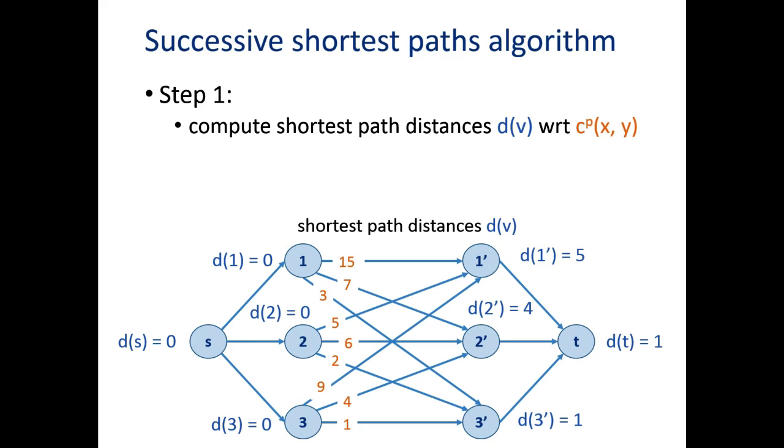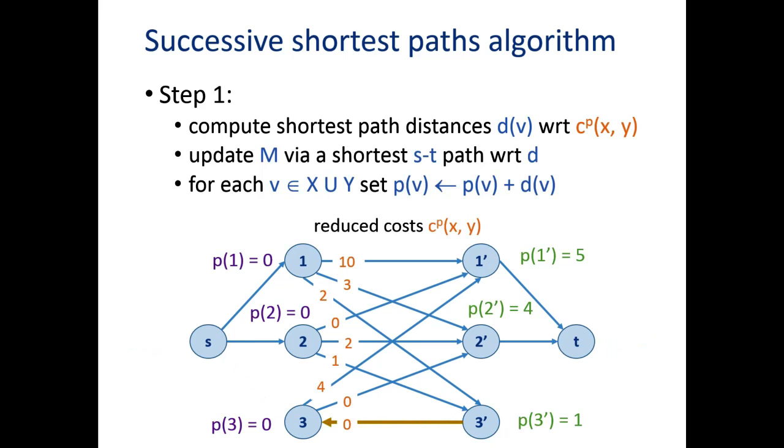So 1 prime you can reach through 2, paying 5. 2 prime you can reach through 3, paying 4. 3 prime you can reach through 3, paying 1. So those are the distances, and therefore the distance to T is 1, because that's the shortest way. So my shortest path to T has cost 1. So far, so good. So this is this path. It's not particularly alternating. It's just adding 1 edge, so I add 1 edge.